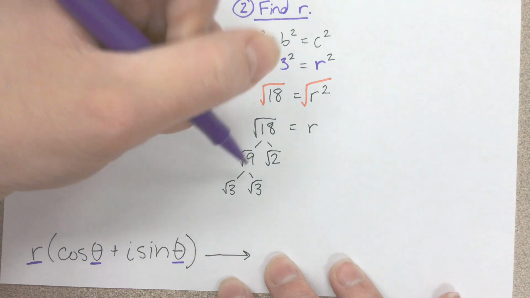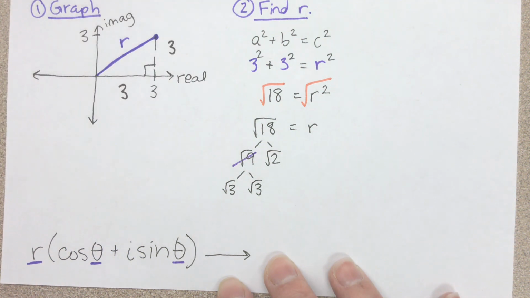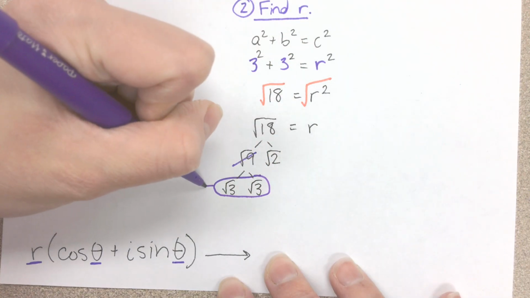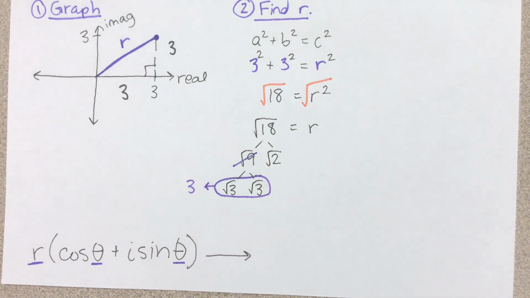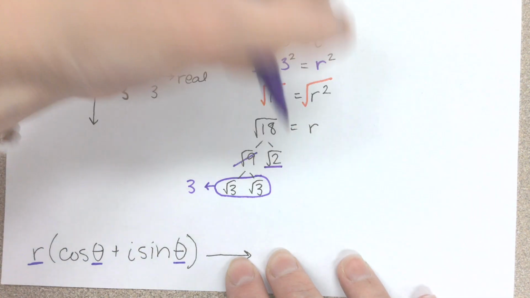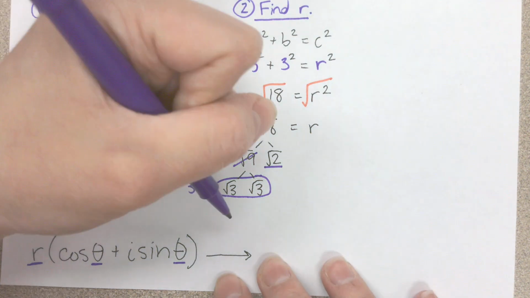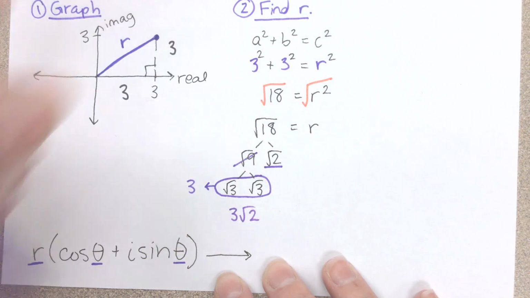And then the 9, which I chose because it's a perfect square, breaks down into 3s. Since the 9 got broken down, I'm going to cross it out. That leaves me with a pair of 3s. And if I make a pair, then 3 itself can come out of the radical. Square root of 3 times itself is 3. And then we have a square root 2 left over. So our new value of R is 3 square root of 2.